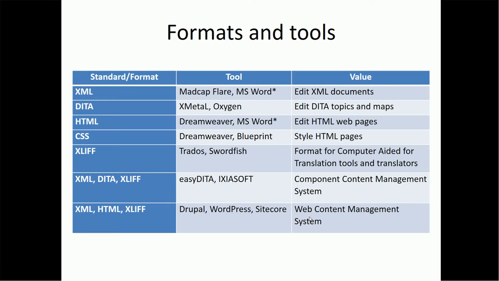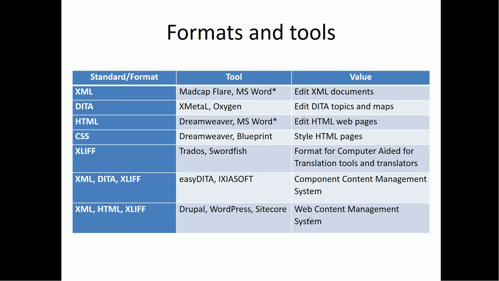CSS is an HTML website format standard. Tools like Dreamweaver or Blueprint use this standard. XLIF is a localization translation open standard. Tools like Trados and Swordfish use this. The value is that it's the format for computer-aided translation tools and translators.